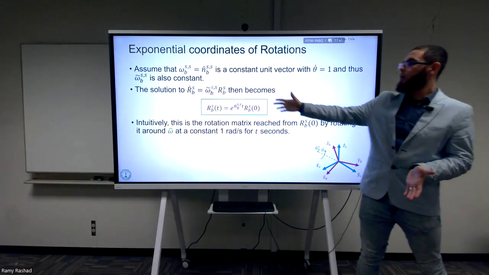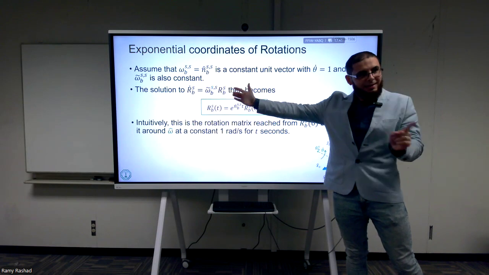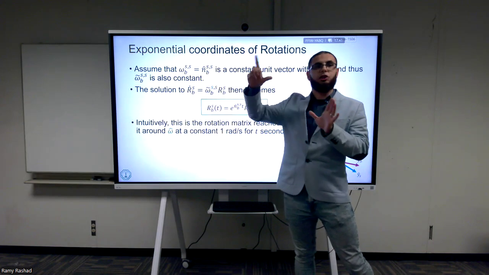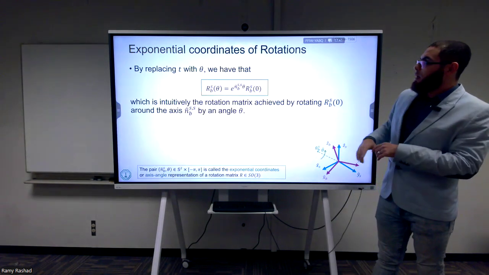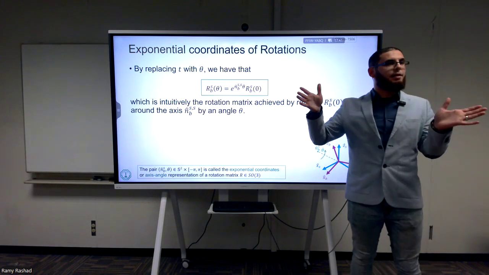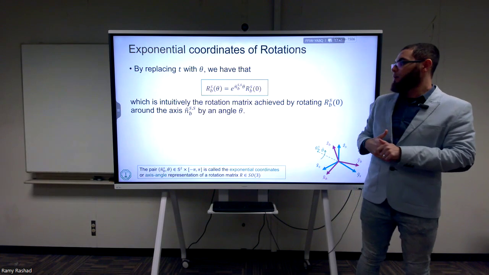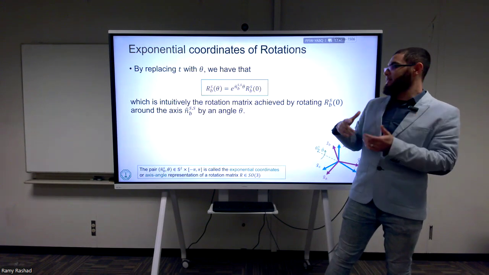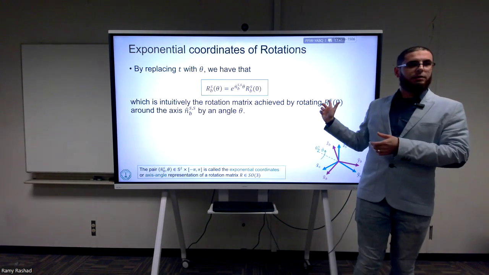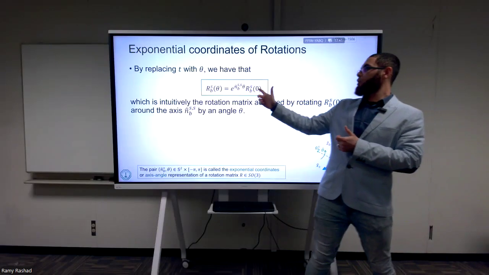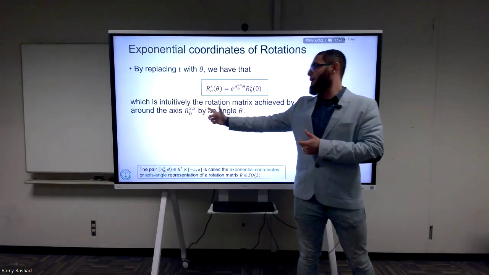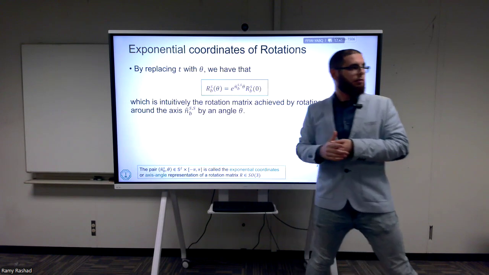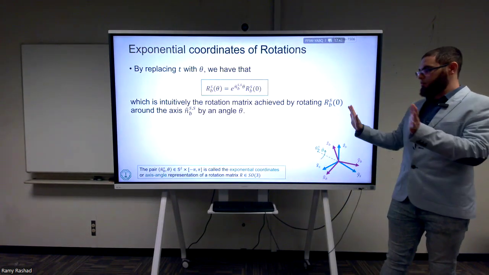So this is just a solution for this ordinary differential equation, and very importantly, in the case that this unit vector is constant. It's not changing. Intuitively, we can replace the t by theta, because it's just a parameter that we're integrating with. And we have this very nice expression that says that I can rotate this initial rotation matrix by some angle theta around some axis n hat. And if I do that, I'm going to reach a new rotation matrix, which is simply what I just said.